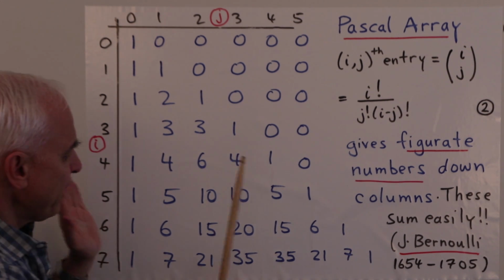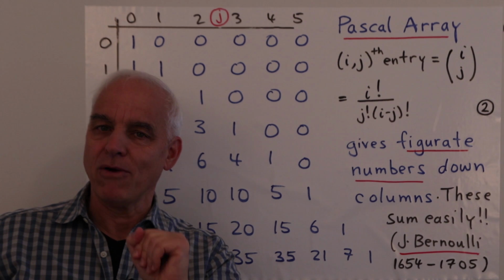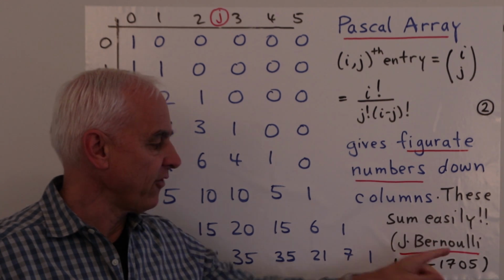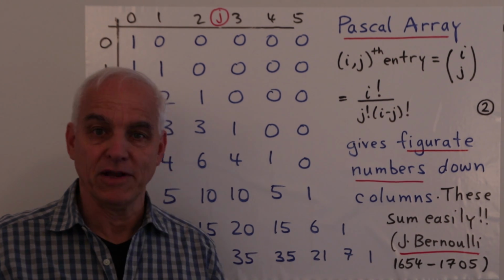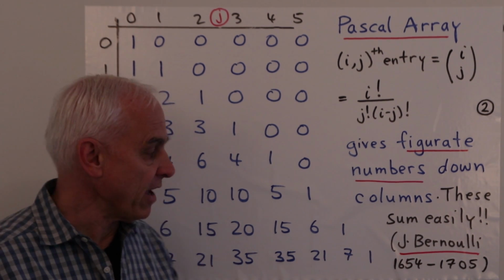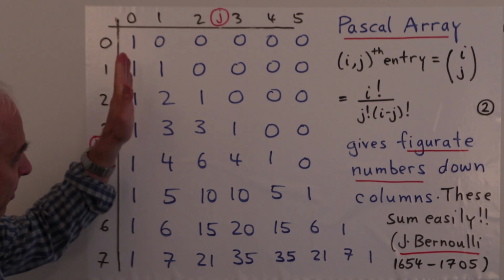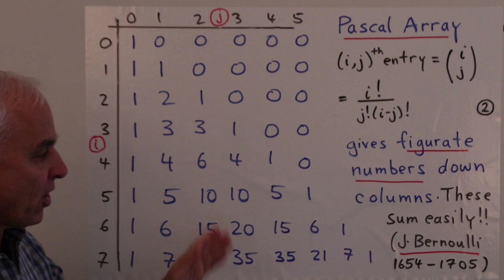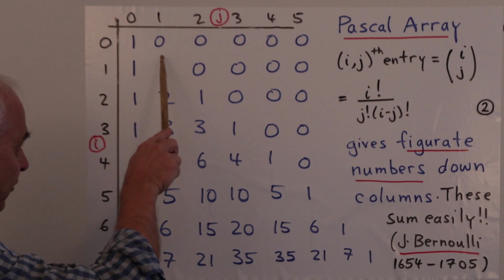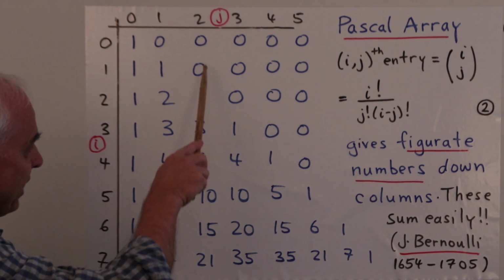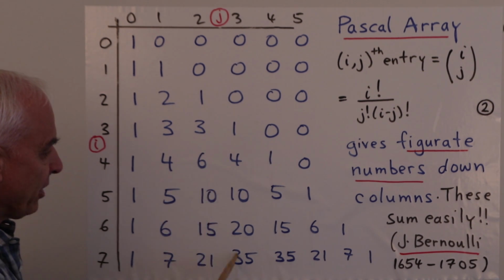Okay, so this array turns out to be intimately connected with the sums of powers problem, as was realized by Jacob Bernoulli, one of this very influential family of Swiss mathematicians. The columns of this Pascal array are what are called figurate numbers. If we look down the columns, here's just ones, and here's just the natural numbers themselves. And here are the triangular numbers. And the next column has the pyramidal numbers and so on.